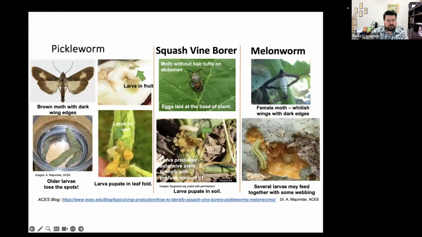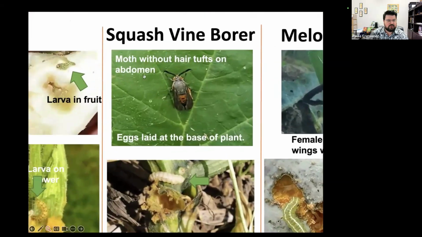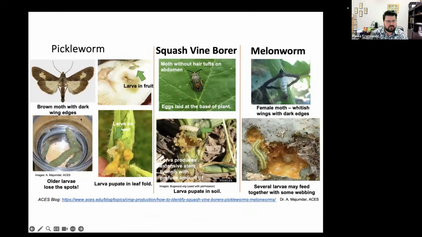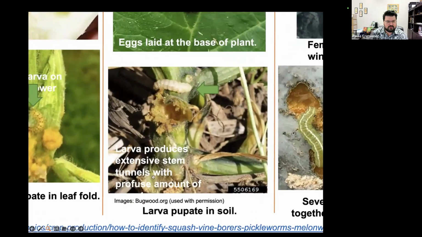Back. The squash. Okay. So the squash vine borer, they don't have the characteristic tufts in the abdomen, and the eggs are laid in the base of the plant. So if you have tufts in the abdomen, it's either pickleworm or melonworm. The larvae produce a lot of tunnels and a high amount of frass. So this is another characteristic.